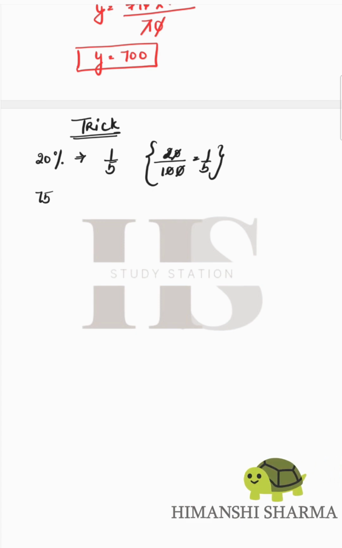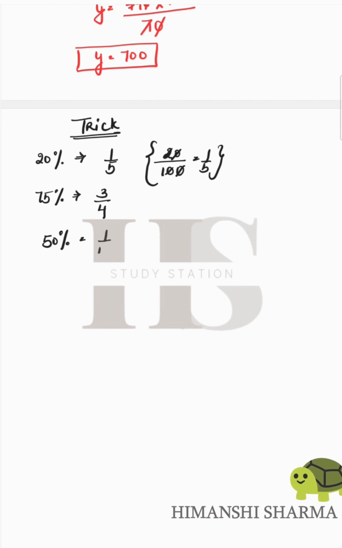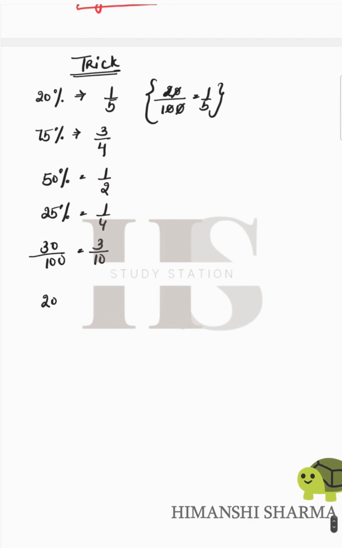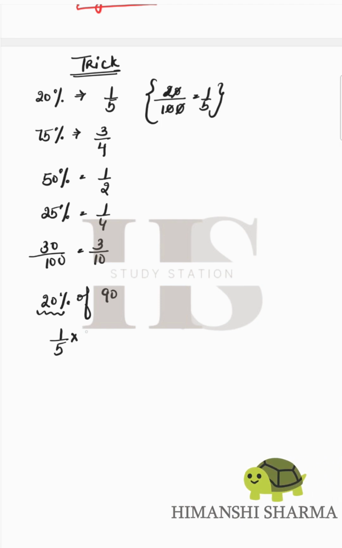For example, when I'm saying 75%, I know which is 3/4. This helps you to save your time. If I'm saying 50%, I know that is equal to 1/2. If I'm saying 25%, it means that is equal to 1/4. If I'm saying 30%, I'm referring to 3 upon 10. So this becomes easy. For example, if I need to find 20% of, let's say, 90, instead of 20%, I can directly write 1/5 of 90.